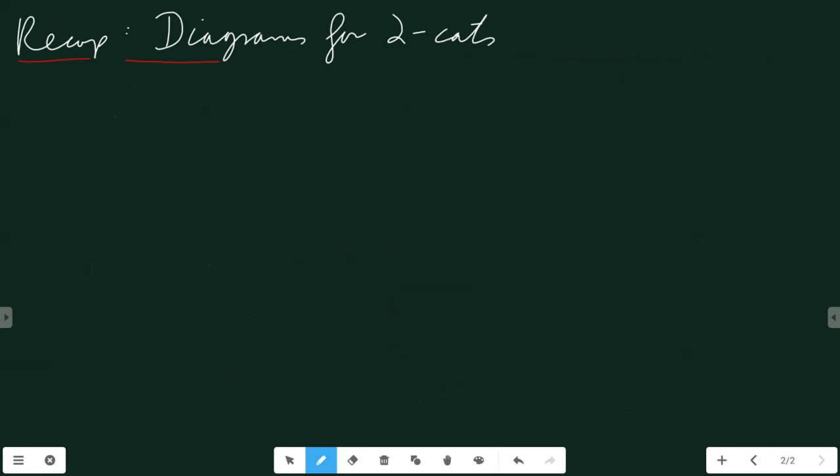Very good. So let me do a recap for you. So what we have seen last time in our talk. Recap: diagrams for two categories. And how does this work? Well, in the two category, so let me do a two category here. And I will switch in a second to monoidal category, which are a little bit easier, special case.